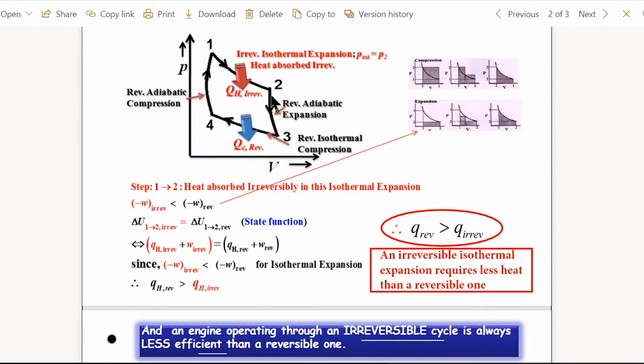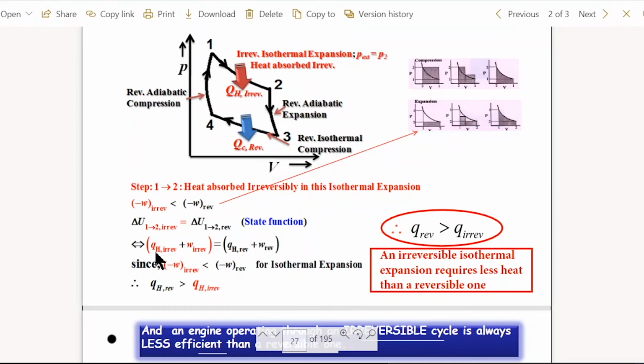If I take a reversible Q and an irreversible Q, the change in U will be the same. It will be U2 minus U1, independent of whether I am performing the step reversibly or irreversibly. So for the irreversible step as well as the reversible step, delta U, that means U2 minus U1, will be the same. And what is U?